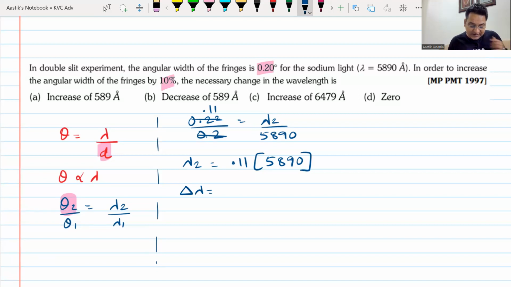Option A. I think I made a mistake. It should be 1.1, not 0.11. I make mistakes like this. So this would be 1.1. So 1.1 minus 1, the answer would be option A. Do we understand this? If this question comes, please mark it correctly. We get this, everyone? Yes, sir.